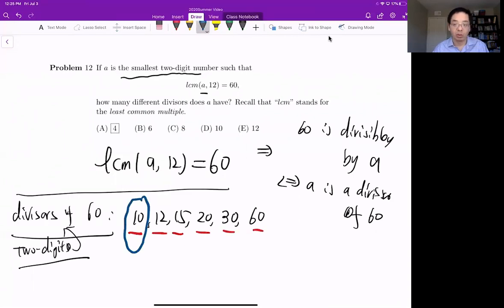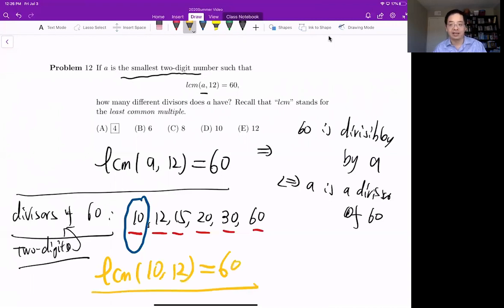You find it's easy to identify 10 is what we want. It's the smallest, and it satisfies what we want. The LCM of 10 and 12 is indeed 60. So we quickly identify that A is 10.